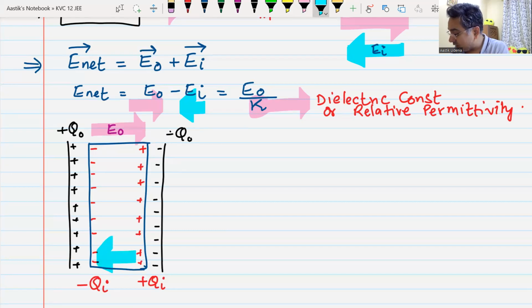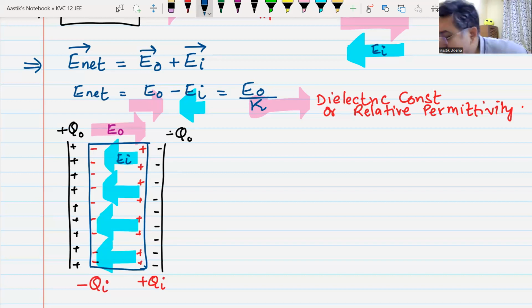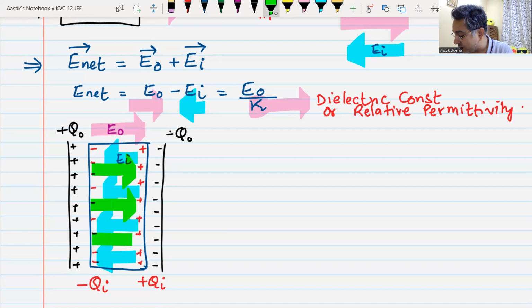Because of this, what will happen? You will have an electric field which will be coming like this, yes or no? Yes, sir. Okay, EI. Now there will be an induced electric field. Because of this induced electric field, the net electric field... Now remember, this green that I'm drawing is the net electric field. This green electric field is the net electric field inside the dielectric. Let me write it as E net.